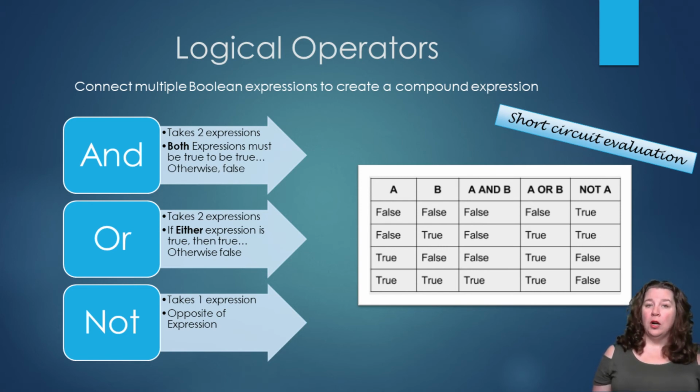With an or, there are three possible true conditions with one false, because either A or B can be true. They can both be true, and those will all result in a true. Otherwise, it's false. So there's only one false condition.